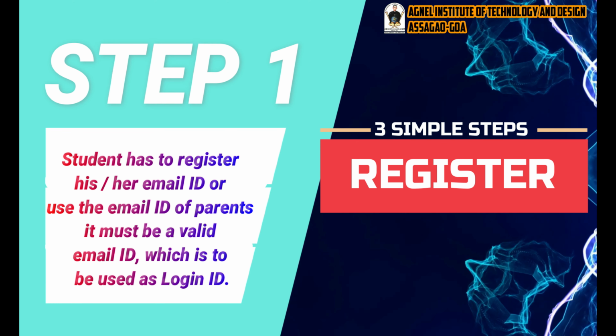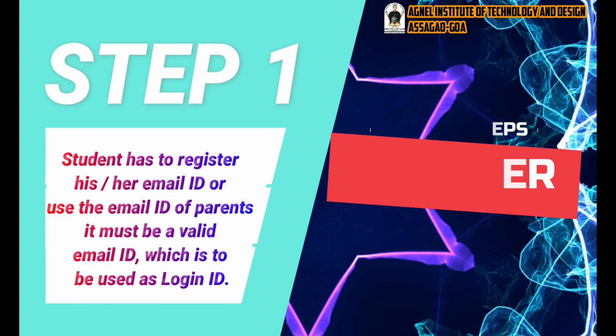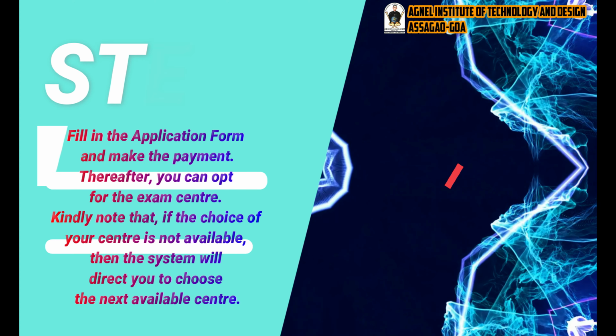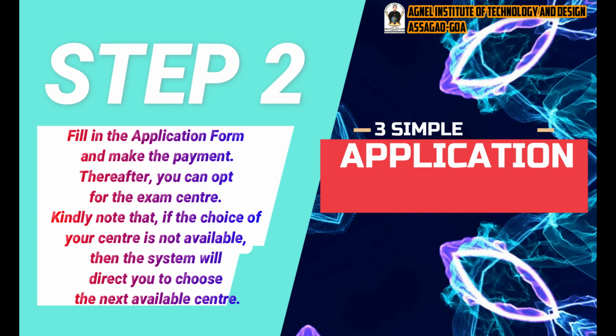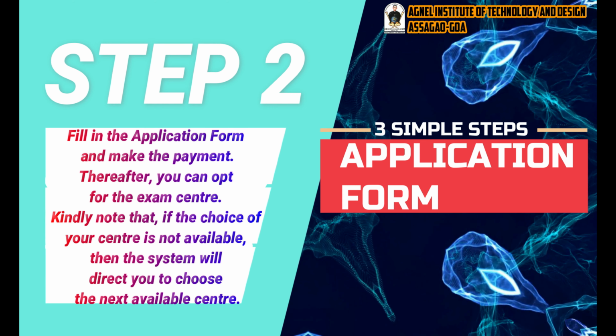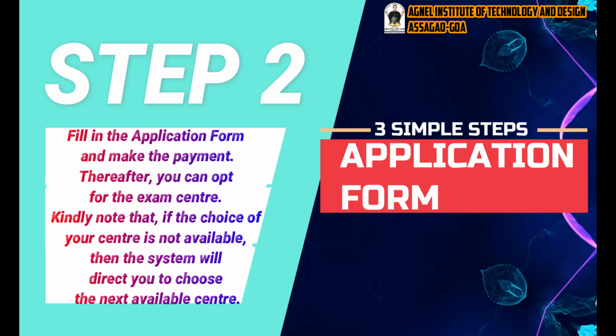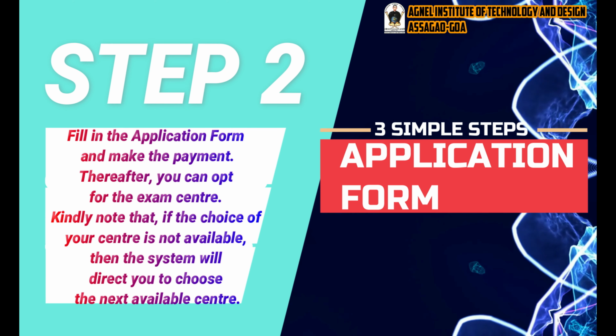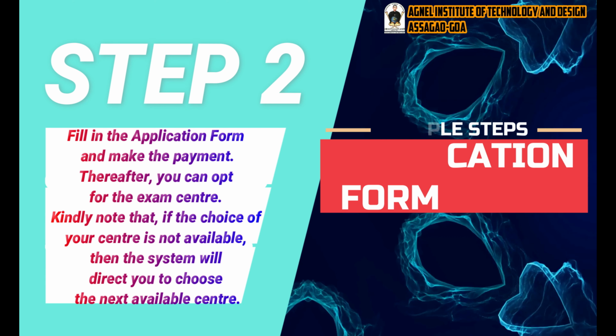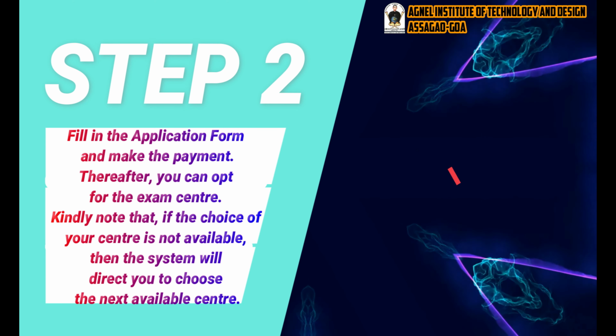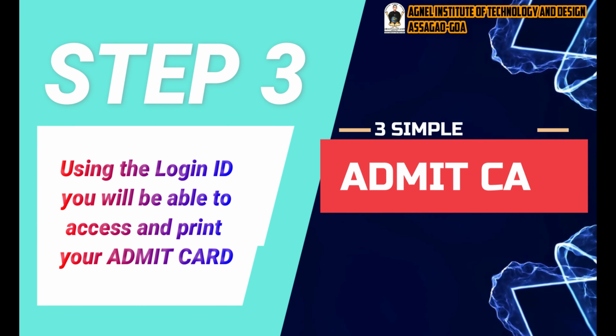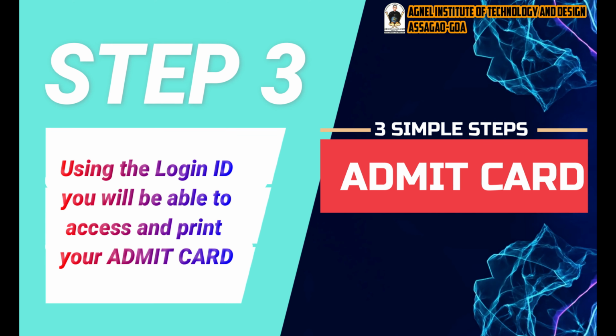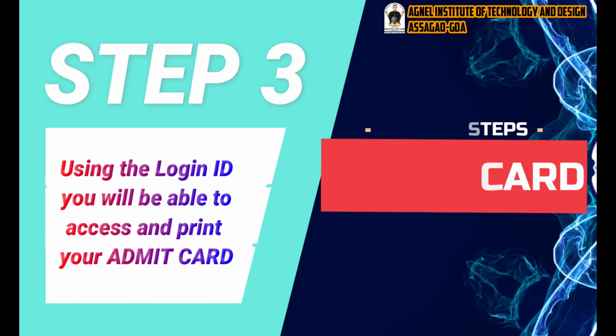It must be a valid email ID, which is to be used as login ID. Step 2. Fill in the application form and make the payment. Thereafter, you can opt for the exam center. Kindly note that, if the choice of your center is not available, then the system will direct you to choose the next available center. Step 3. Using the login ID, you will be able to access and print your admit card.